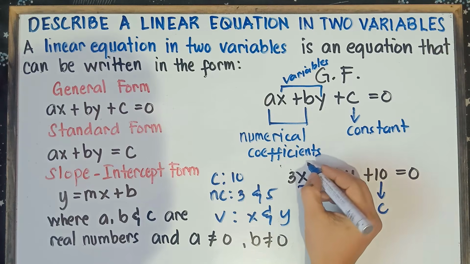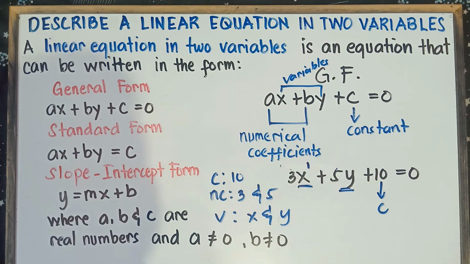For x, understand that there's a 1 here, so the highest degree is 1. For y, the highest exponent is also only 1. If the highest exponent is 1, we call it a linear equation. Since we have two variables, we call this a linear equation in two variables. Now, what if I say 3x plus 5 equals 10?